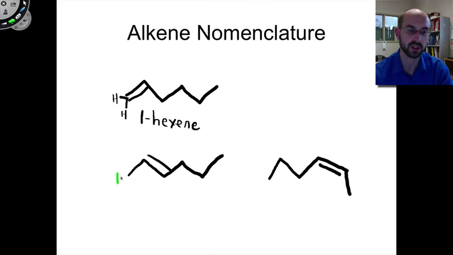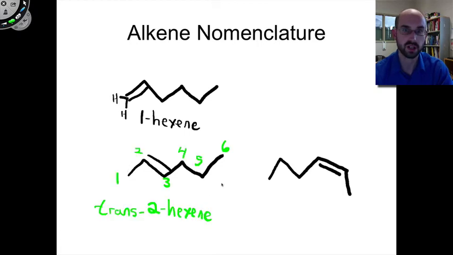So here we number from the left. This is trans-2-hexene. On this side, we number from the right because the alkene is closer to the right.